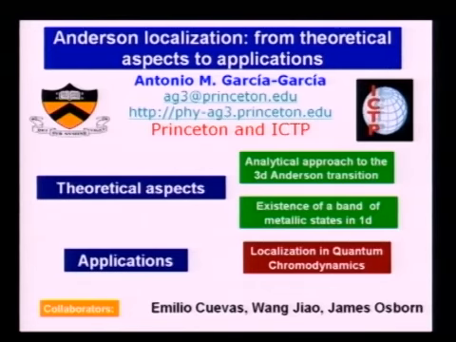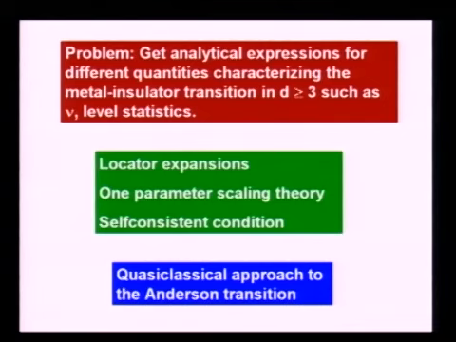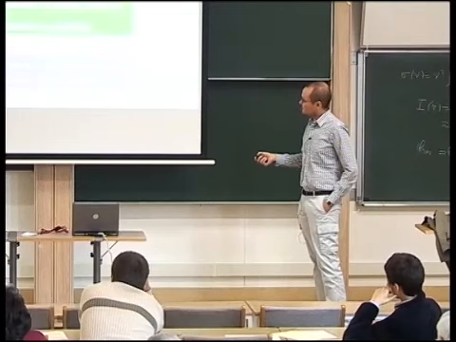The first thing I want to talk about is our recent work on an analytical approach to a D-dimensional Anderson transition with D bigger than 3. Essentially, the problem is to compute critical exponents, for instance mu, which controls the divergence of the localization length, and level statistics, using some analytical approach. First I'm going to discuss other approaches in the literature, like locator expansion, the one-parameter scaling theory, which physicists all know, but maybe mathematicians are not that aware of, and also self-consistent conditions to deal with the metal-insulator transition. Then I'm going to propose something which is essentially a combination of these two.